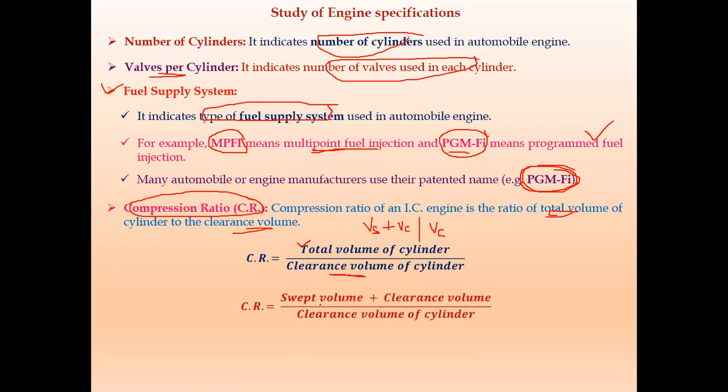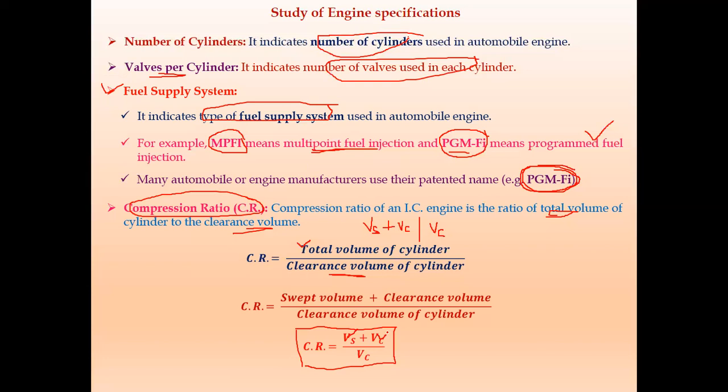So we get the compression ratio as total volume, which is the swept volume plus clearance volume, divided by clearance volume. Compression ratio is (Vs + Vc) / Vc, where Vs is swept volume and Vc is clearance volume. These are the parameters very much used to specify an engine.